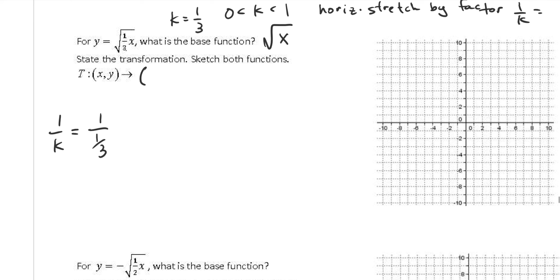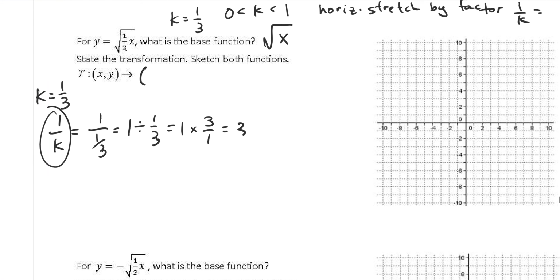Okay, so remember k is equal to 1 over 3. But the actual horizontal stretch is a factor of 1 over k. So 1 divided by 1 over 3 is equal to 1 times the reciprocal, 3 over 1, which is just 3. So by my mapping notation, I'm going to write 3 times x. Okay, and we keep the y value the same as it is. All right, so 3 times x.